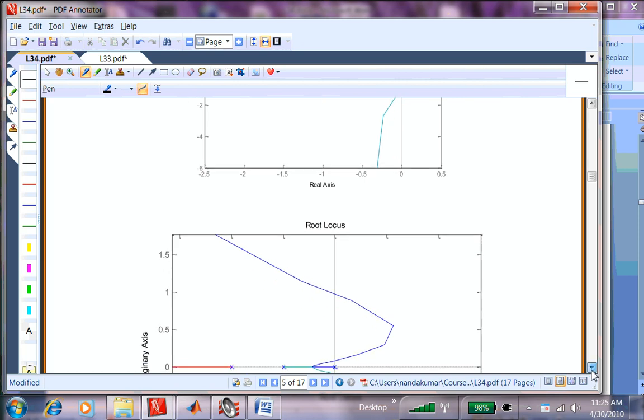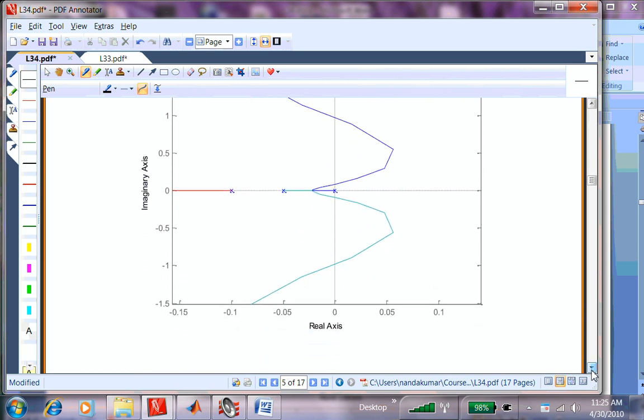So here is just a blown up version of the same thing, which clearly shows the two values are there. Two values of Kc. So in this part, Kc is less than 0.6, and in this part, Kc is greater than 360, I guess. Yeah, thank you. Whatever the number is. Okay, and in between, it is on the right hand side, so it is unstable.